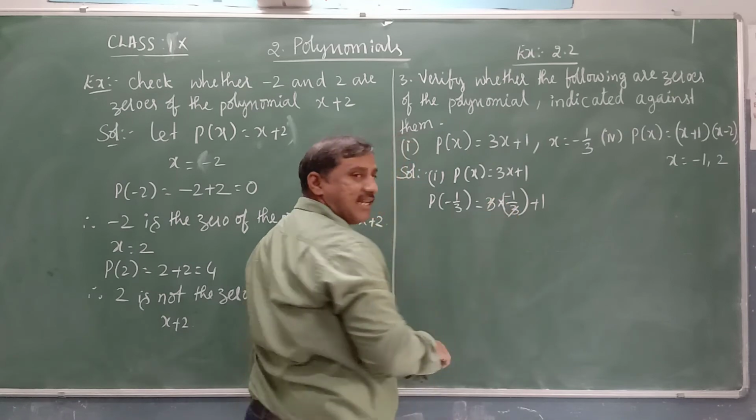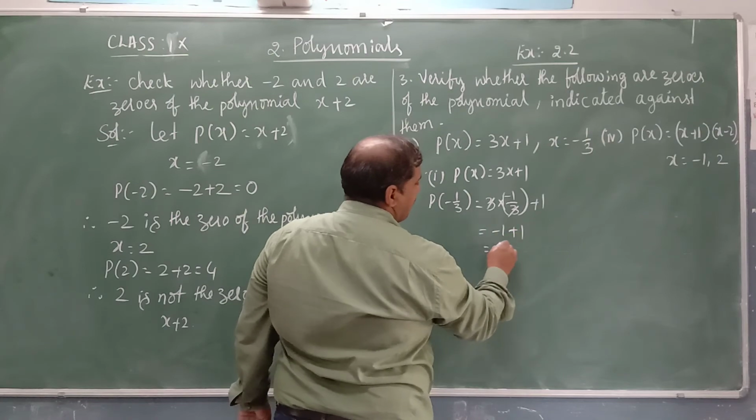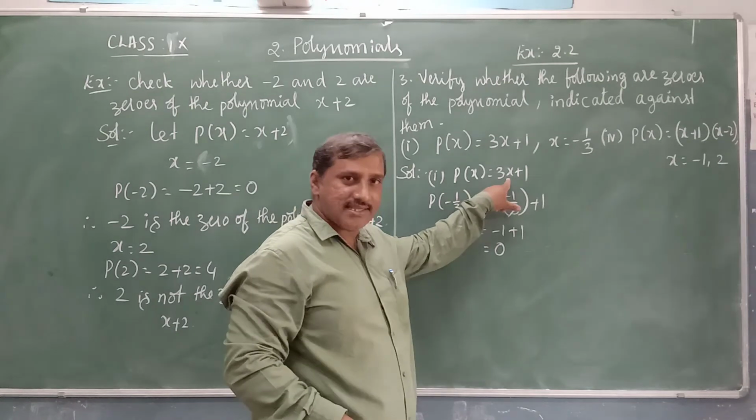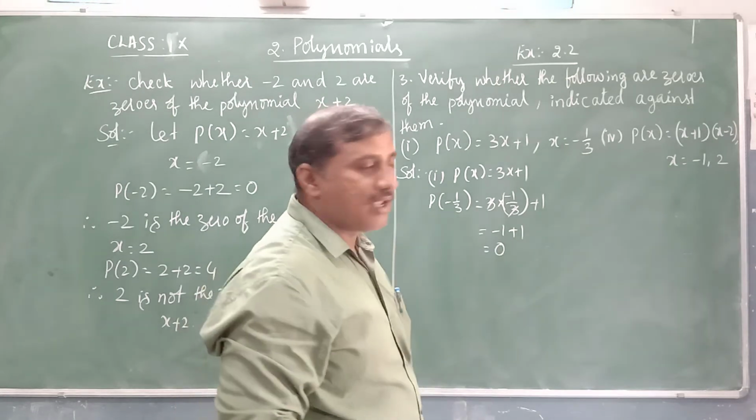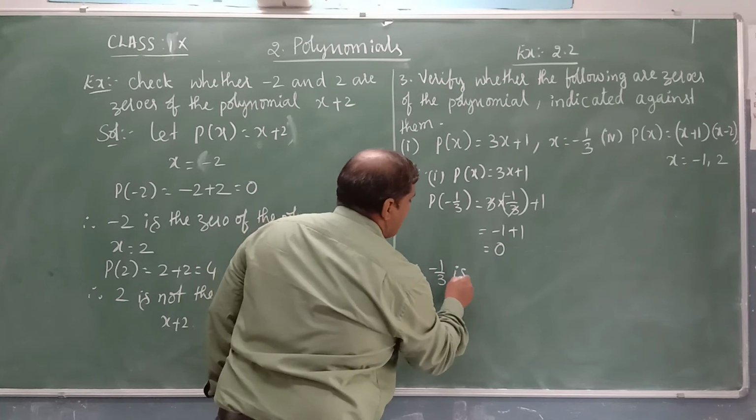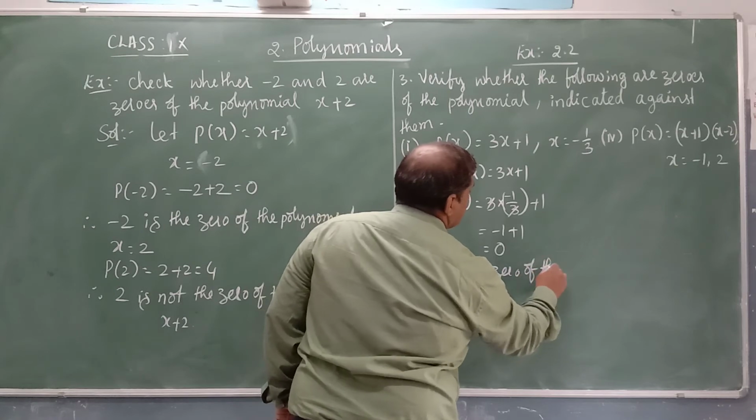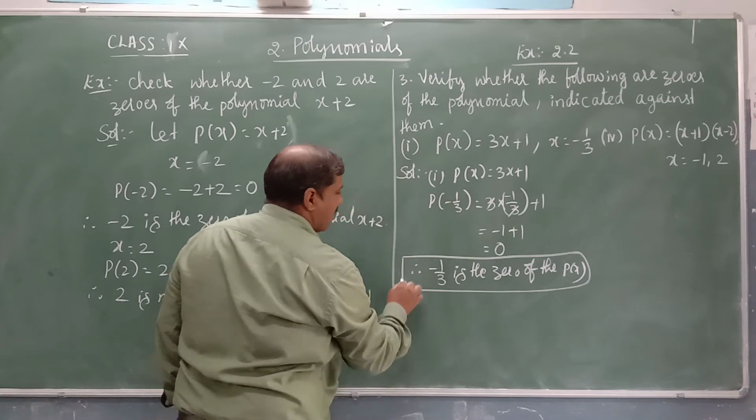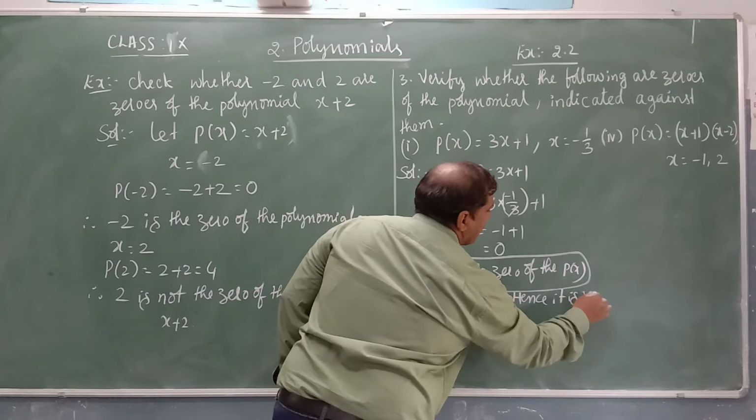3 and 3 are cancelled. Plus into minus, minus 1 into 1 is 1. Minus 1 plus 1, it is 0. We got its value is 0. Now can we say it is a 0 of the polynomial? Yes, it is. Therefore, minus 1 by 3 is the 0 of P of x. Like this we can verify. Hence it is verified.